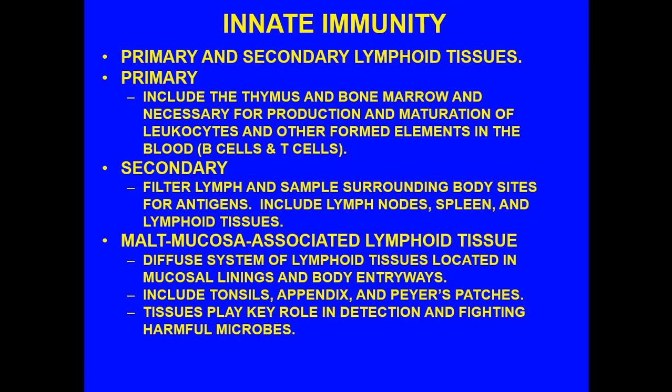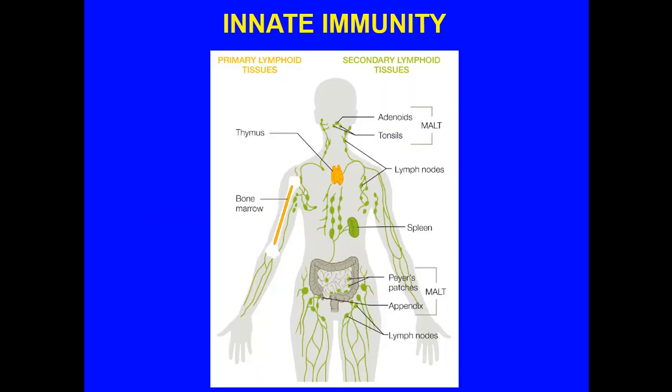Now, we have a particular arrangement called the MALT. That's the mucosa-associated lymphoid tissue. This is a diffuse system of lymphoid tissues located in the mucosal linings and body entryways. These include, of course, the tonsils, the appendix, the Peyer's patches. These tissues play a key role in detecting and fighting harmful microbes.